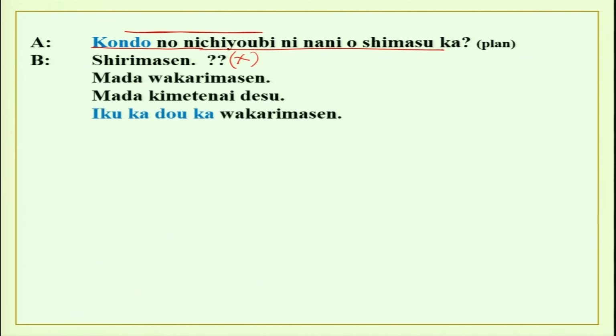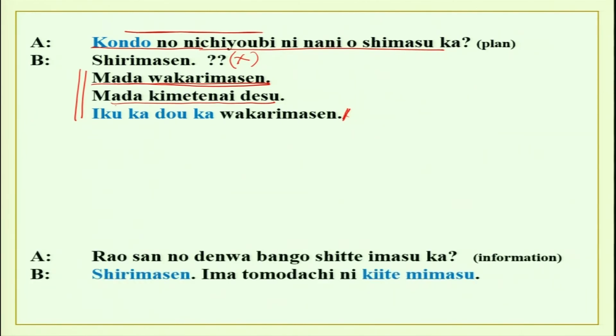Mada wakarimasen will work, that I have still not decided. I do not know yet. Mada kimete nai desu. I have not decided as yet. I have no idea as of now. Iku ka douka wakarimasen. Whether I am going to do something or I am not going to do something, or I am going to go out somewhere or not go out somewhere, I have no idea at the moment. That would be a better answer. And these are all very informal answers. These are not to be used with the seniors or in formal situations.